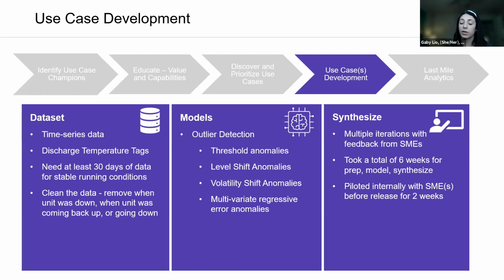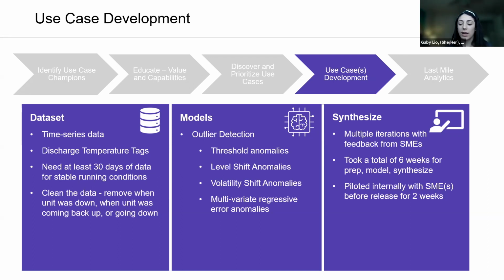We received data every 15 minutes per tag on each compressor. There's about 2,500 units in the fleet, and we needed at least 30 days of data for each unit to understand the stable operating conditions. As usual, you can imagine with this much data, how often we're getting it and how it works with IoT data on sensors, the data cleansing took a lot of time here for us.